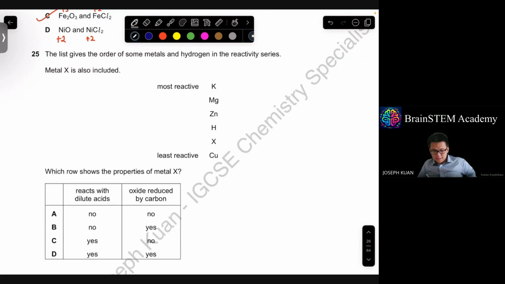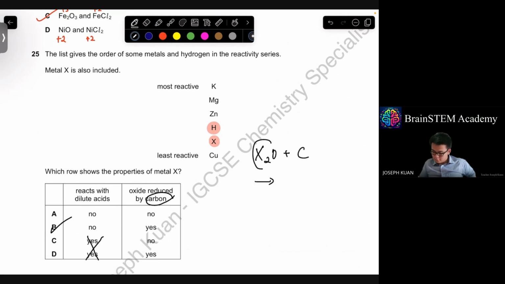Next, the list gives the order of some metals and hydrogen in the reactivity series. Metal X is also included. Which row shows the properties of metal X? Given that X has a lower reactivity than hydrogen, it would not be able to react with acids. And its oxide will be easily reduced by carbon, as carbon is more reactive than X, meaning it can take away oxygen from the compound of X. So B is the answer for 25.